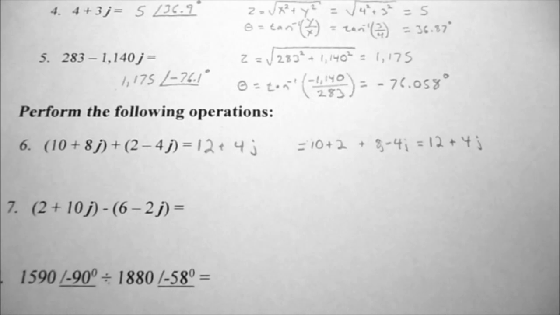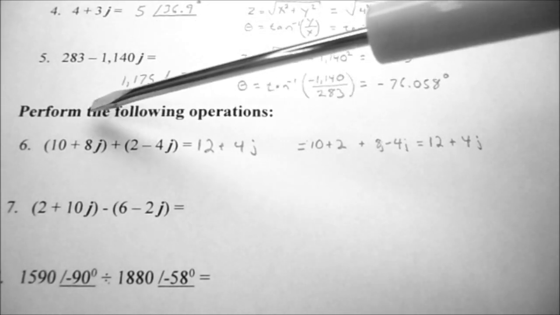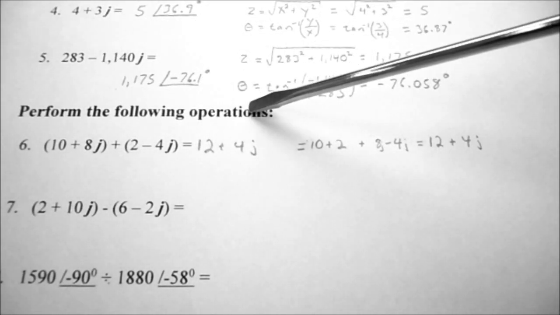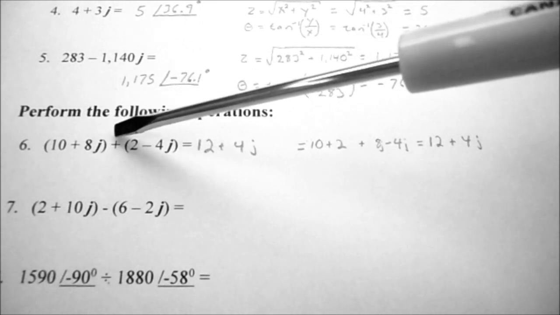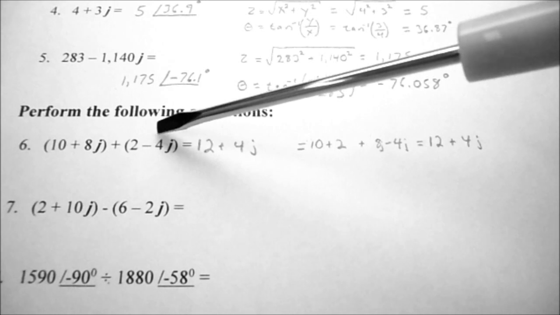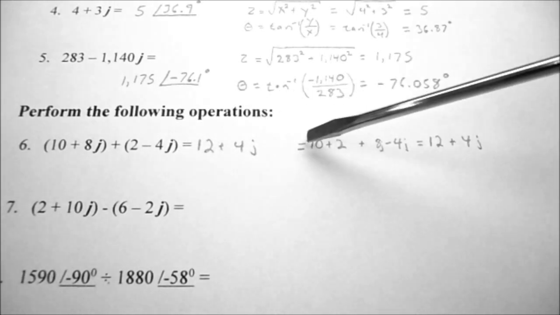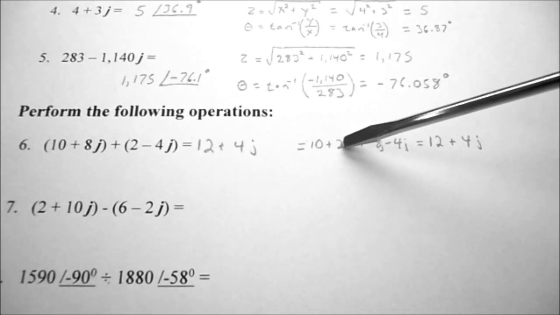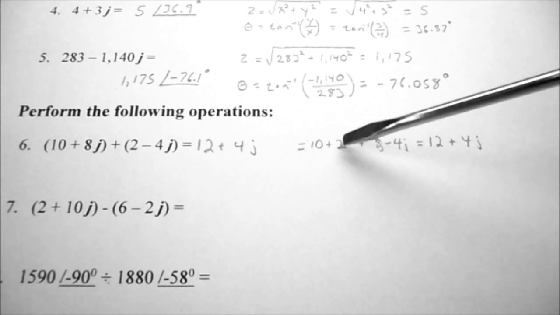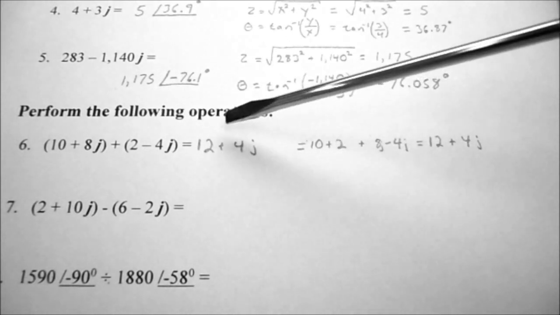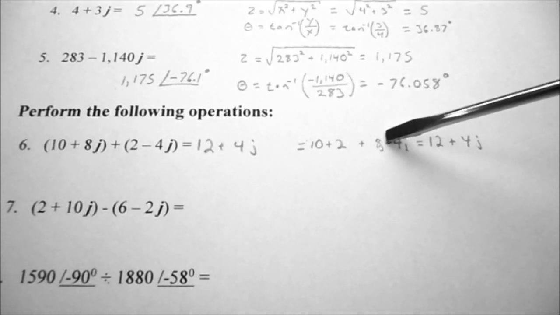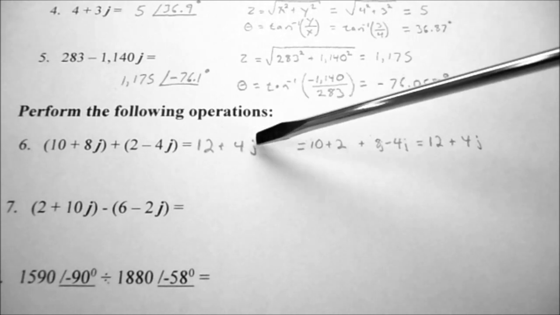So under procedure, step number 6, we're going to perform the following operations. So we're going to add 10 plus 8j to 2 minus 4j. So remember, we take the two real components and add them together, and then we take the two imaginary components and add them together. So 10 plus 2 is equal to 12, and 8 minus 4 is equal to 4j.